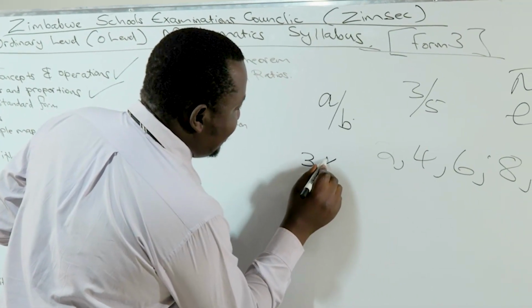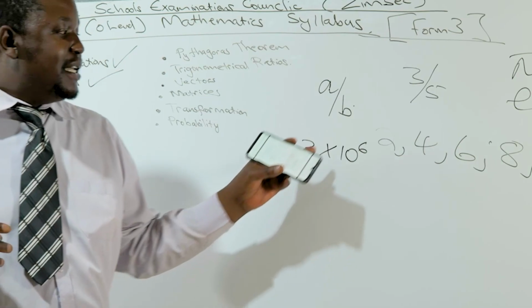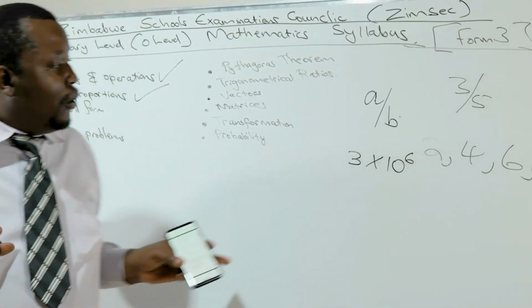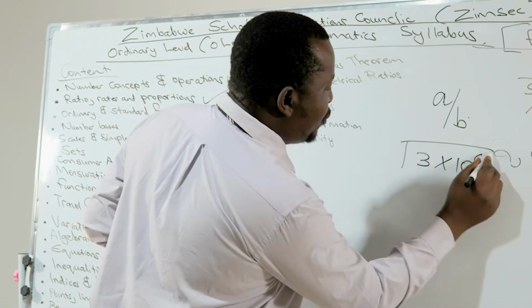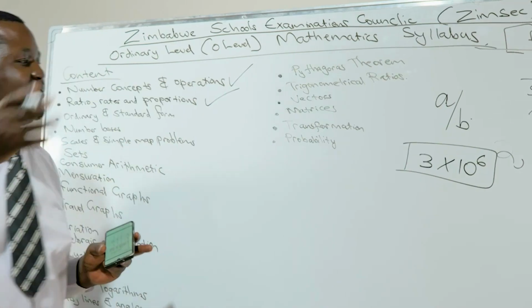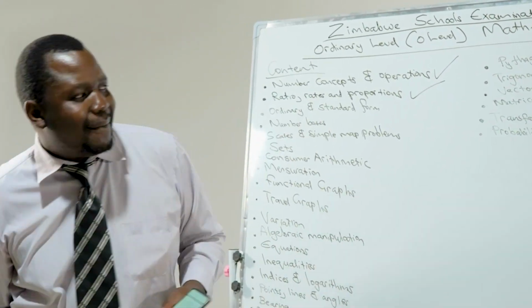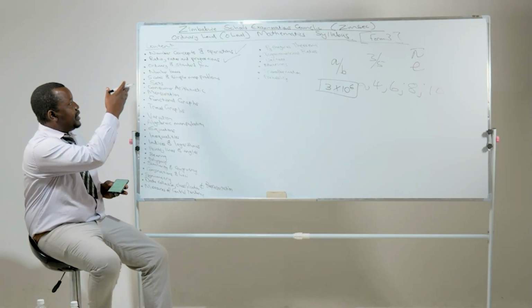A number like 3 times 10 to the power 6, that is a million. So this is a way you use to simplify numbers and so on. Don't worry, we're going to look at that as a concept.